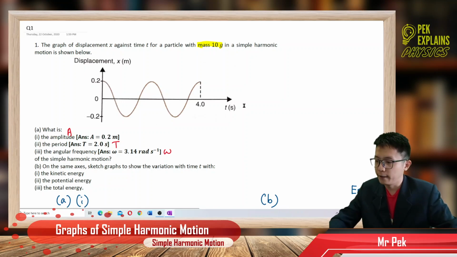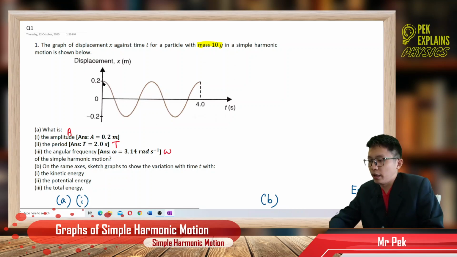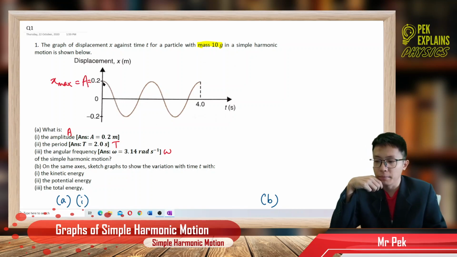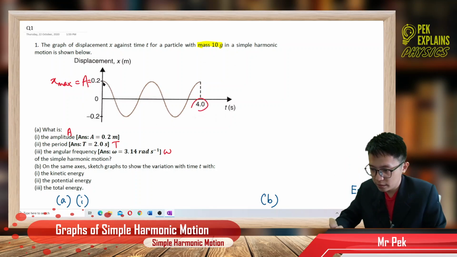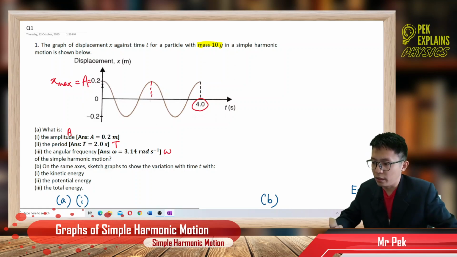First of all, the maximum displacement is 0.2. This maximum displacement is the amplitude. And this one, how many waves? Between crest and crest is one period, so this is actually two periods. So these are the things we can get.